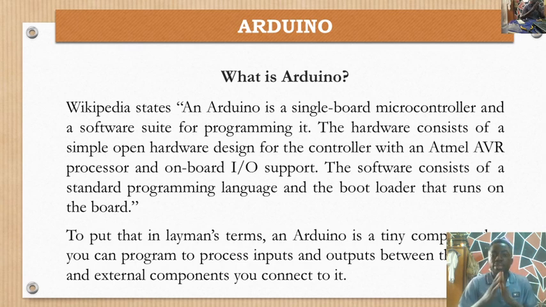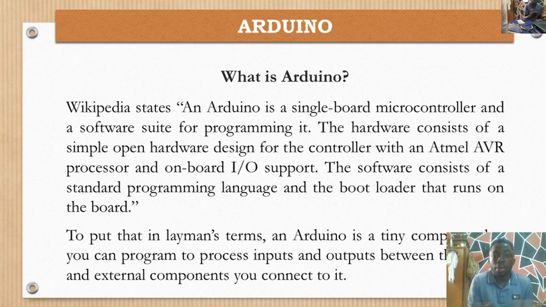In layman's terms, an Arduino is a tiny computer that you can program to process input and output between the device and the external components you connect to it. Arduino is known as a physical or embedded computing platform, which means that it is an interactive system that can interact with its environment through the use of hardware and software. For example, a simple use of an Arduino would be to turn a light on for a set period of time, let's say 30 seconds after a button has been pressed.